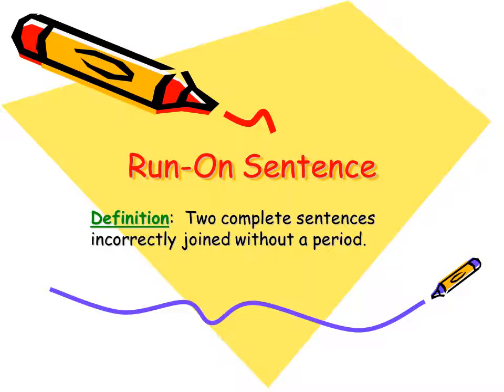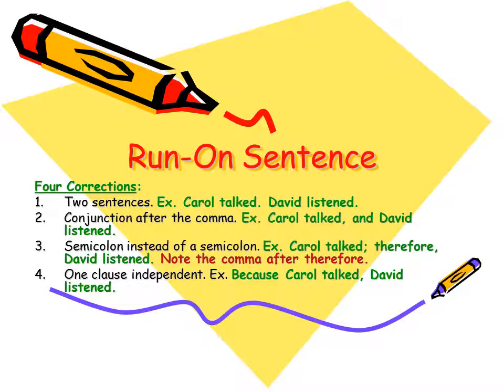Now the run-on sentence is very similar to the comma splice. You just didn't bother to put the comma in. So the corrections are very similar. Because Carol talked, comma, David listened. Carol talked, comma, and David listened.